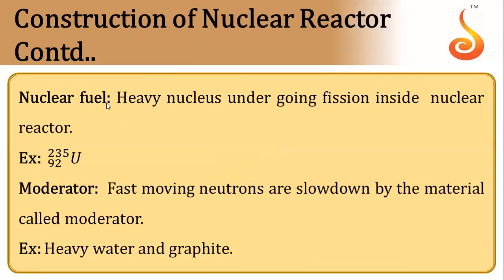So the first is nuclear fuel. The heavy nucleus which undergoes fission inside a nuclear reactor is uranium 235. There are certain other components. Let's say there is a moderator. Now there are very fast moving neutrons, and these neutrons are slowed by using a material which is known as a moderator, which is heavy water and graphite.